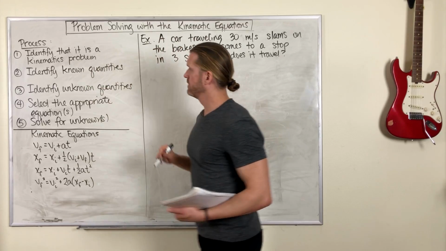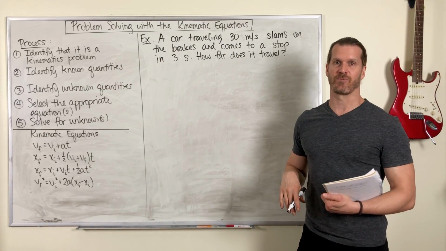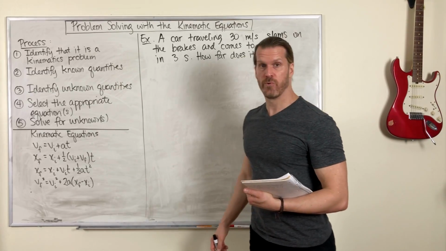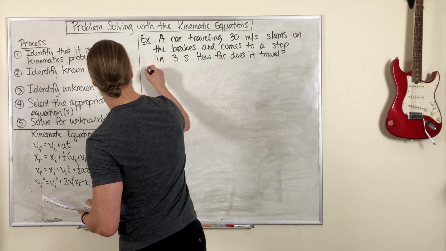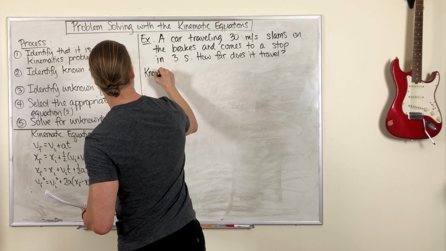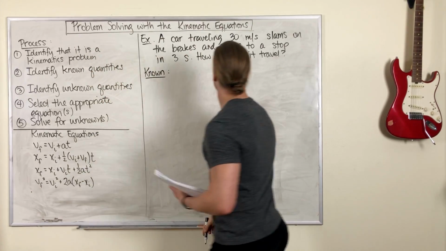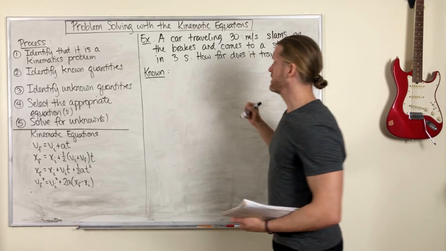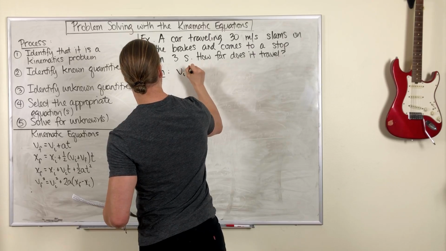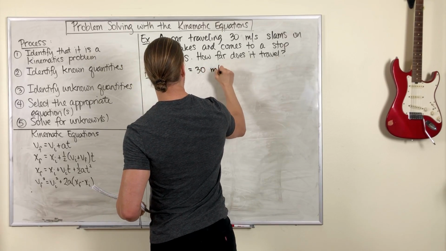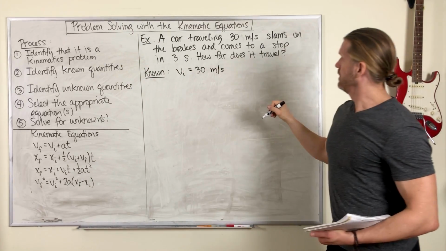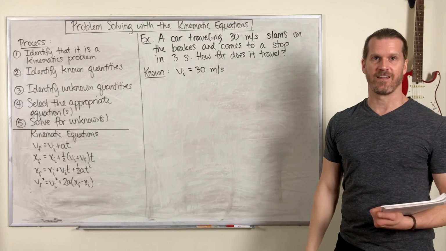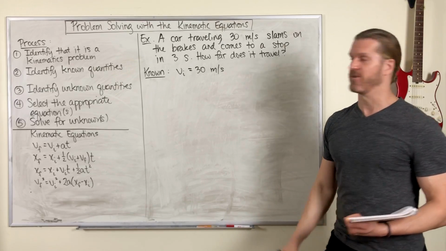Let's do our process. Step 1, identify that it's a kinematics problem. It is. Step 2, identify your known quantities. Okay, what are we given? We are given the initial velocity of 30 meters per second. This phrase, comes to a stop, is another way of saying the final velocity is 0.